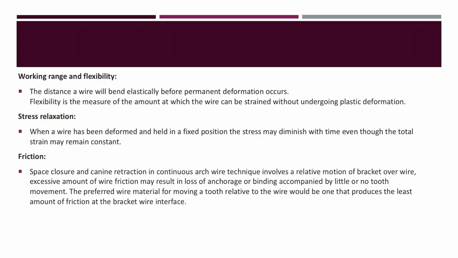Stress relaxation. When a wire has been deformed and held in a fixed position, the stress may diminish with time even though the total strain may remain constant. Friction. Space closure and canine retraction with the continuous arch wire technique involve relative motion of the bracket over the wire. Excessive wire friction may result in loss of anchorage or binding accompanied by little or no tooth movement. The preferred wire material for moving a tooth relative to the wire would be the one that produces the least amount of friction at the bracket wire interface.